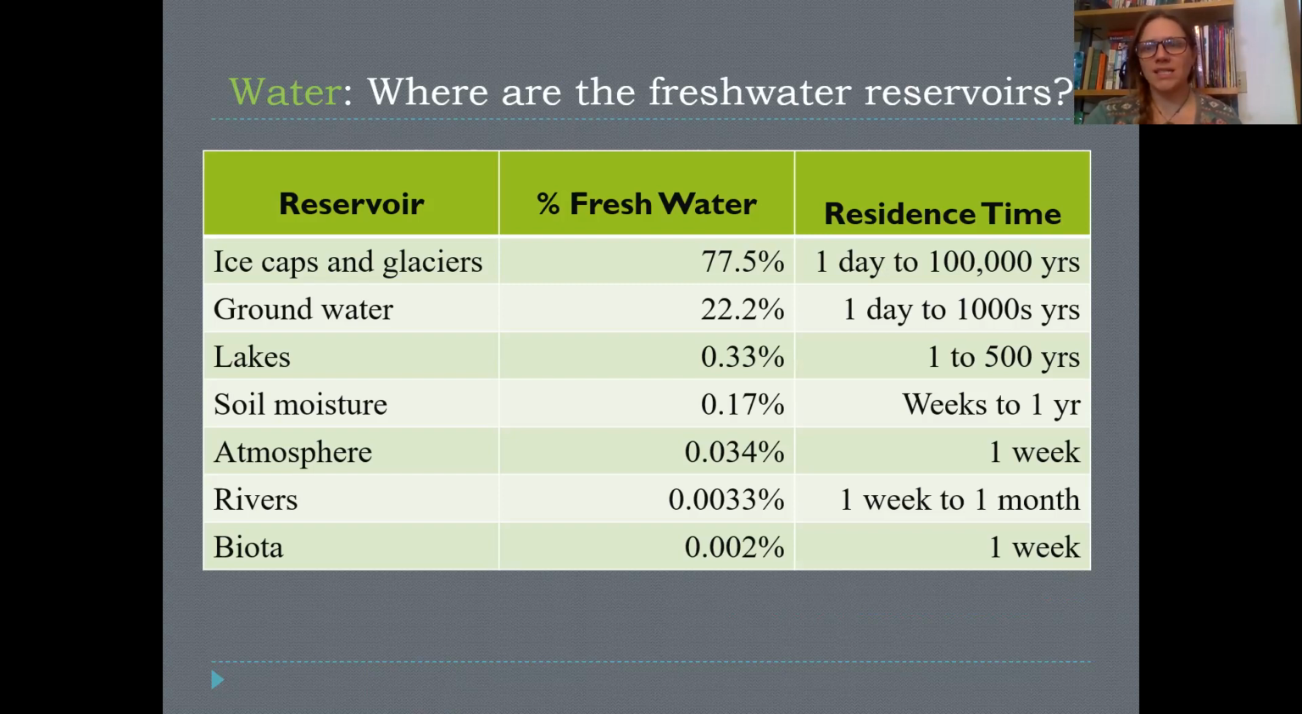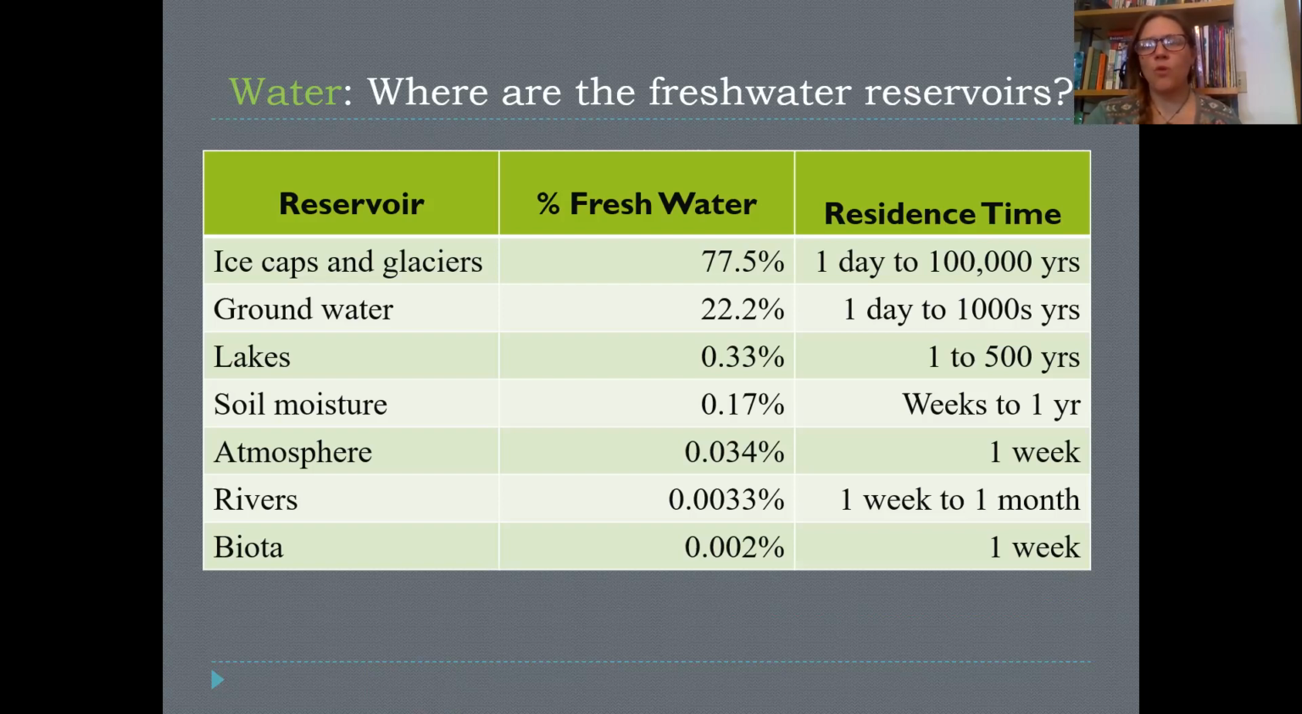But residence times can also last many hundreds of thousands of years. So we have ice that has existed in glaciers for long periods of time. And in general, that residence time is going to be a lot longer than some of these others that we'll mention. The next biggest reservoir is groundwater.